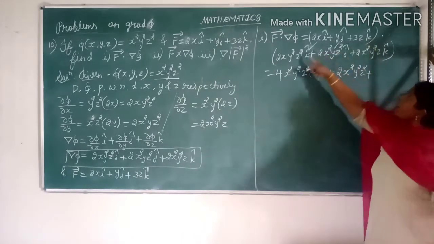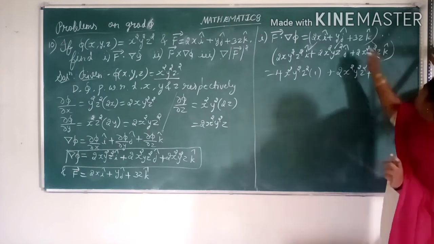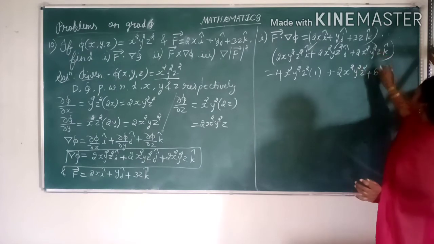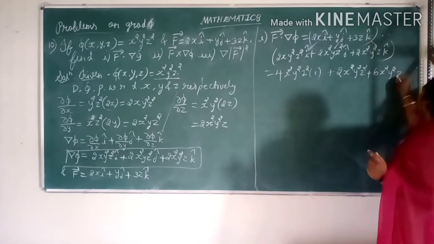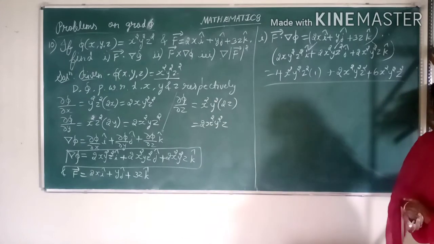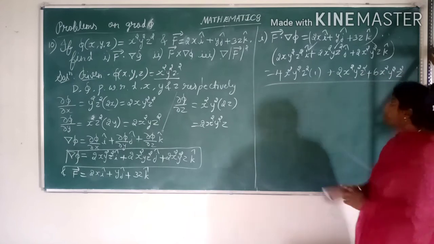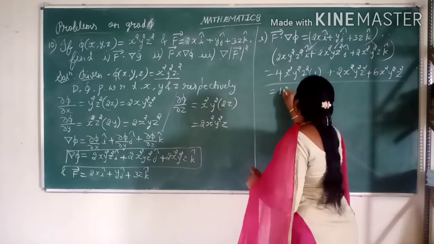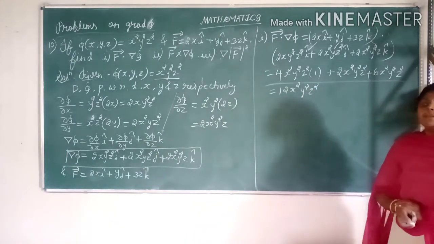Again, k dot i is 0, k dot j is 0, only k dot k is 1. Multiply their coefficients: 3 into 2, 3 2s are 6, into x square into y square, because x and y are single terms, here z into z. Now you see that all the terms are like terms, x square y square z square. You can add 4 plus 2, 6, and 6 plus 6 is 12 x square y square z square, because all are like terms, we can add.